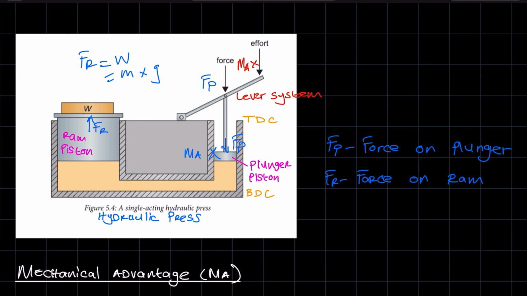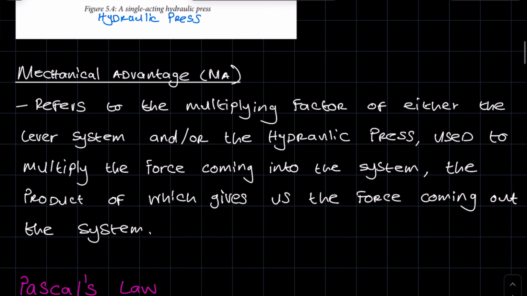Force coming out of the lever system, which is FP, becomes the force coming into the hydraulic press, right? Force coming into the hydraulic press, which is FP, is multiplied by the hydraulic press's mechanical advantage, the product of which will give us the force on the ram. So once you have the force on the ram, it rises, lifting whatever object is sitting on the ram. Now, the force on the ram is equal to the weight of that object. Very important information here.